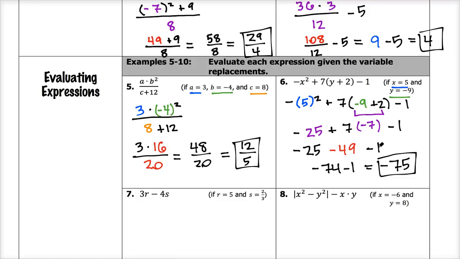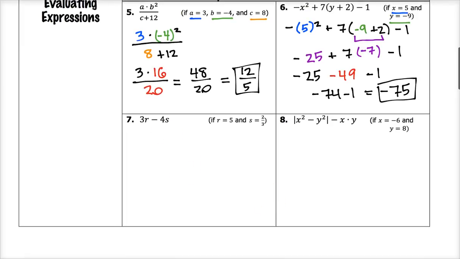Okay, number 7. For this one, I have 3r minus 4s. R is 5 and s is 2/3. So we're going to take 3 times 5 minus 4 times 2/3. Well, 3 times 5 we know is 15. And then we're going to be subtracting 4 times 2/3. Well, 4 times 2/3 is going to give us 8/3. So this will be 15 minus 8/3.